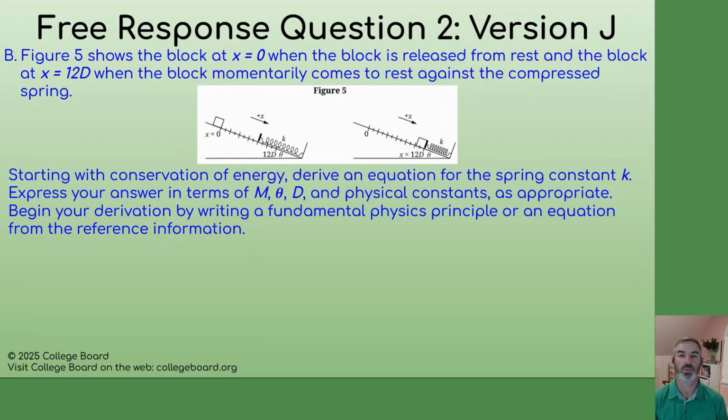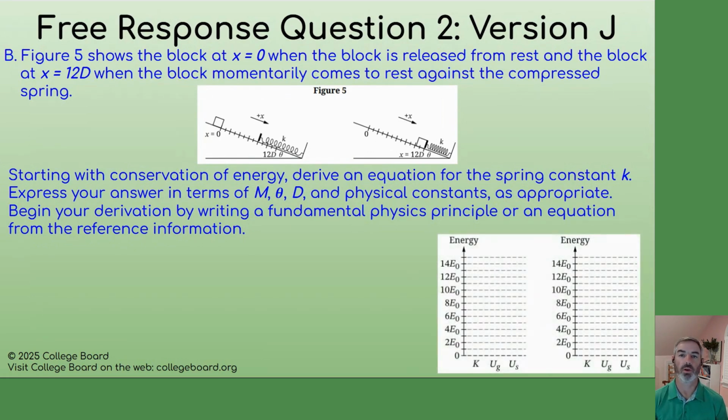So we're going to draw an energy bar chart, since we've already been doing that. At the top, it's not moving and the spring's not compressed, so we can draw 0 for K and US, and we have all gravitational energy. We've already done the x equals 0 position, but we haven't done x equals 12d. What we know is that it's not moving there, so kinetic energy is 0. The height is also 0, so no UG. It has all spring energy.